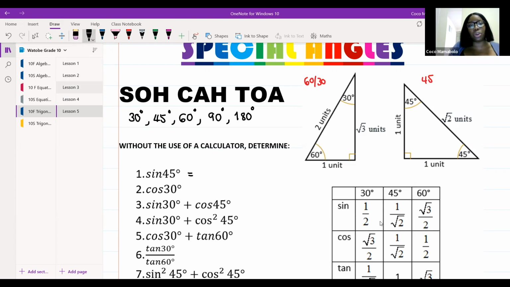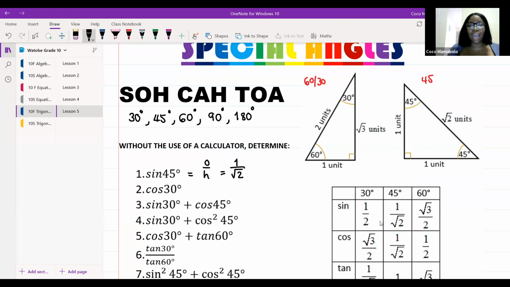Now we need to remember, sine is equal to opposite over hypotenuse. What is my opposite side? My opposite side is 1, over, what is my hypotenuse? Root 2. So we're going to use the triangles to figure out the sides.